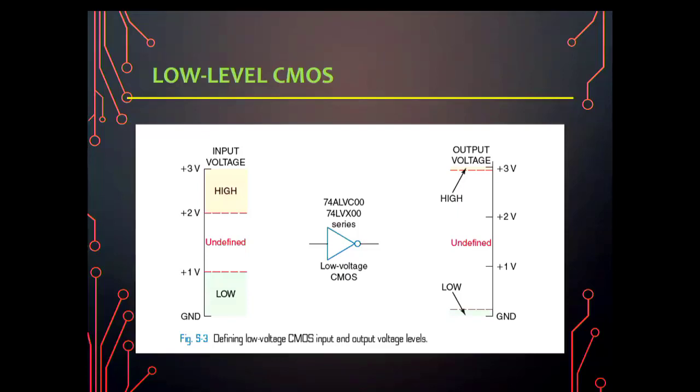Low-level CMOS technology. If you look at this output right here, it is very, very narrow, very small, with a large undefined region. Whereas the input voltage is also reasonably narrow compared to the other technologies. The high is considered between 2 and 3, and low is considered between 0 and 1. Anything between 1 and 2 is undefined.